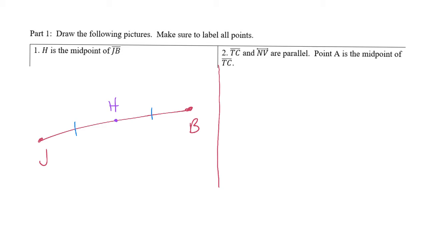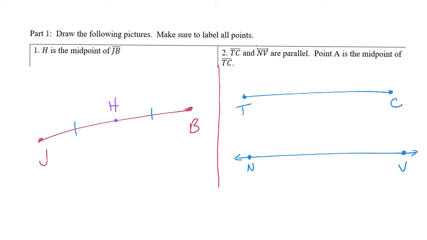The next one says TC and NV are parallel. So TC is a line with points on the ends. So you need to draw it like that, TC, and then NV is going to be running in the same direction because remember, parallel means that they do not cross, but it has arrows at each end of it because it has arrows on the picture up here. And to remember to mark that they are parallel, we mark them with arrows on each of them. Then it tells you that point A is the midpoint of TC. So you find the middle here, mark it with an A, and then each of those segments needs a tick mark to show that it is the midpoint.